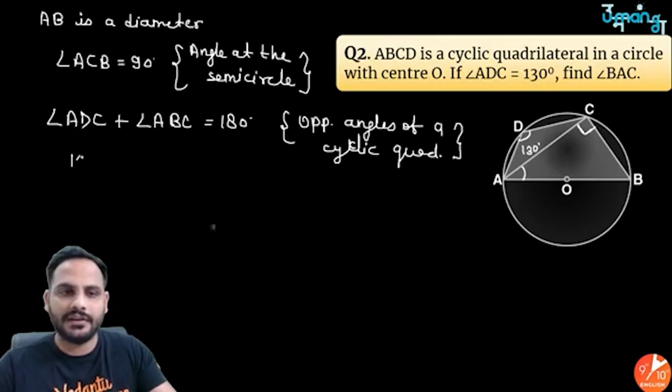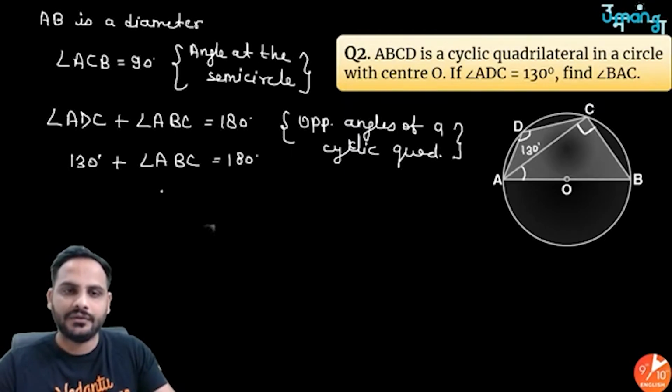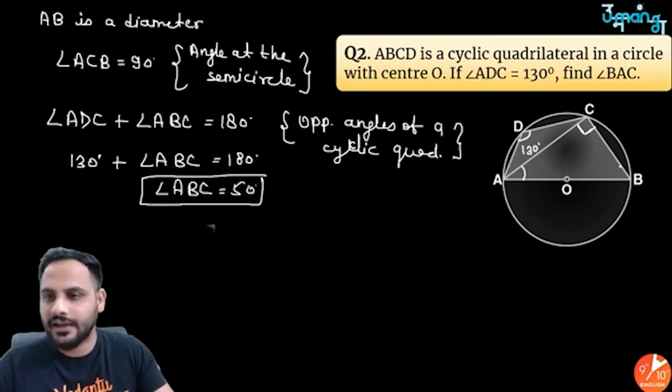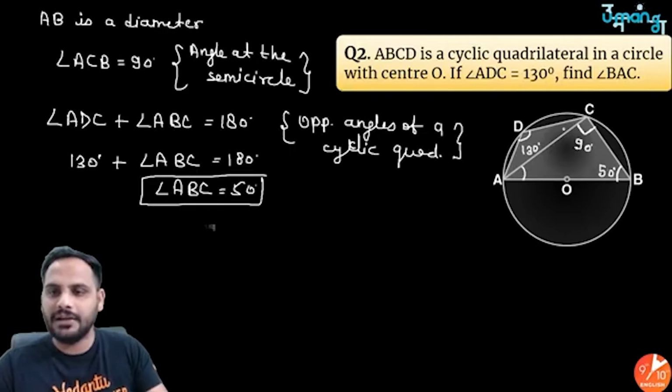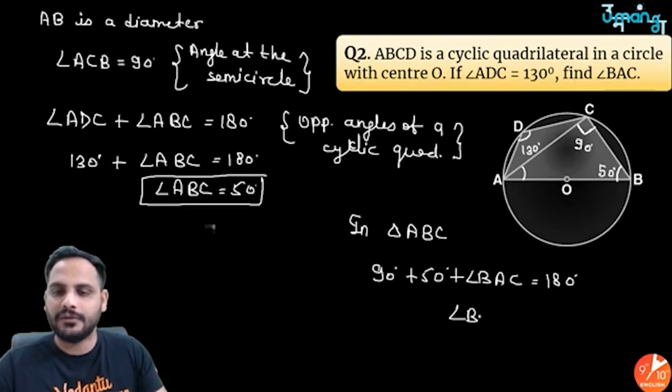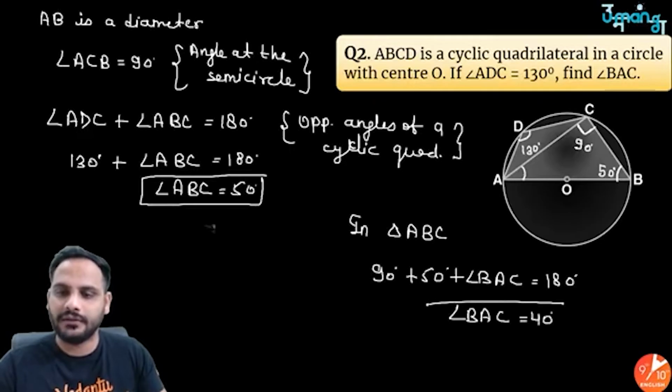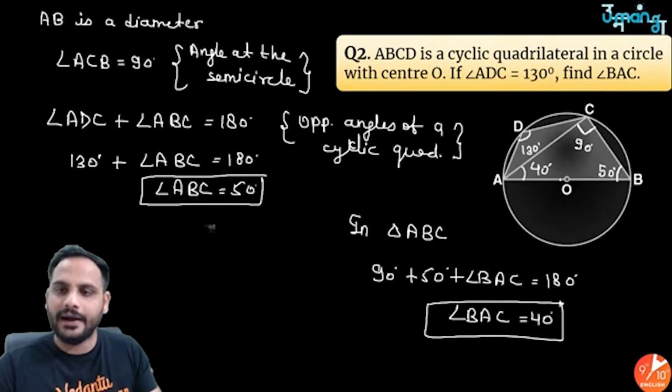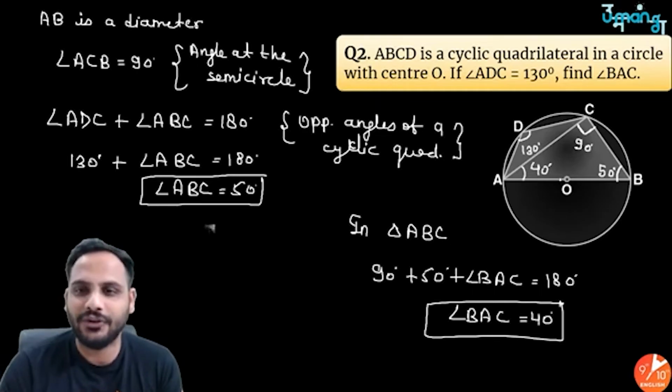So ADC is 130 degrees plus ABC, which I do not know, is equal to 180 degrees. So we have got angle ABC as 50 degrees. So this angle is 50 degrees and this angle is 90. So to find angle BAC, use the angle sum property in triangle ABC. 90 plus 50 plus angle BAC is equal to 180 degrees. From here you will get angle BAC is equal to 40 degrees. So the required angle is equal to 40 degrees.